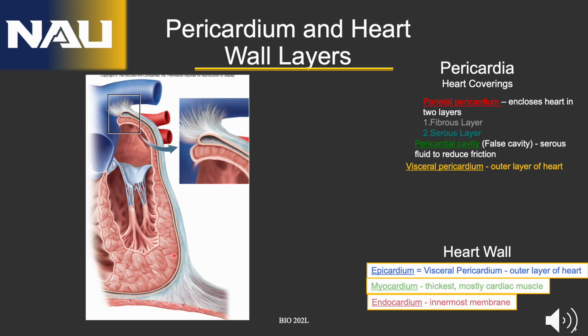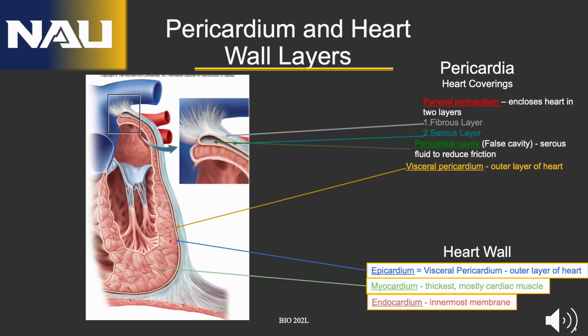Let's talk about the pericardium and the layers of the heart. First, we have the pericardium, which surrounds the heart, consisting of the fibrous and serous layers. The pericardial cavity contains serous fluid to reduce friction. The heart is constantly beating, and we do not want to build up friction with the heart and surrounding tissues. That would hurt a lot. The heart wall consists of the epicardium, or visceral pericardium, and the myocardium, which is the muscle, and the endocardium.